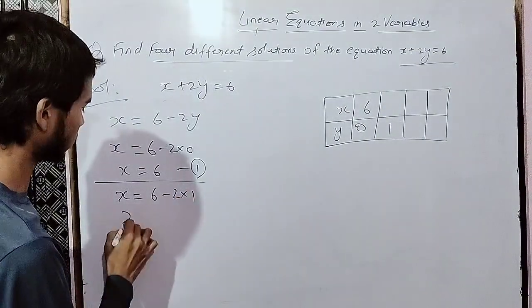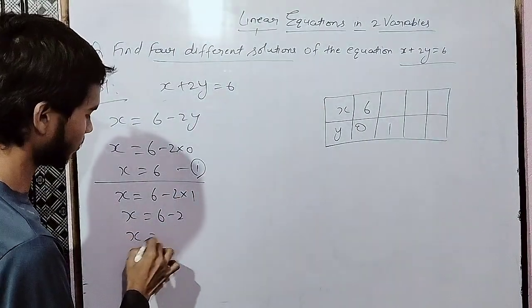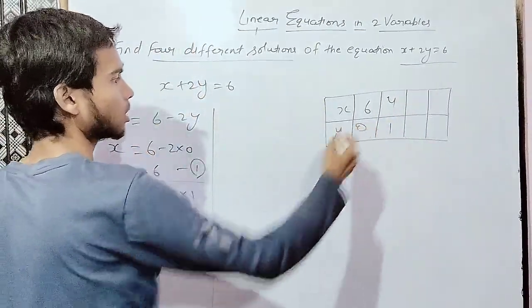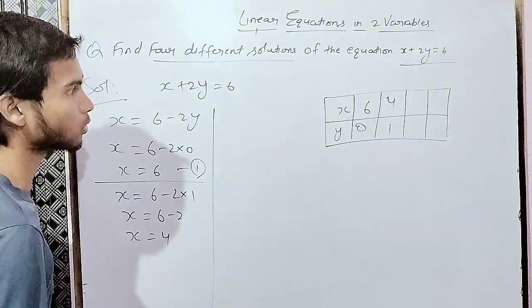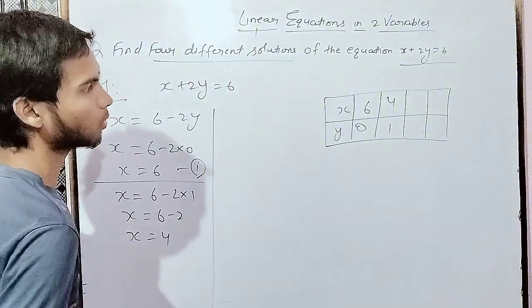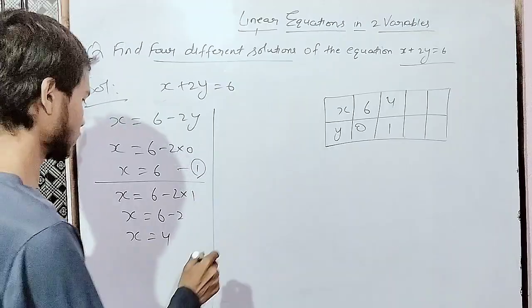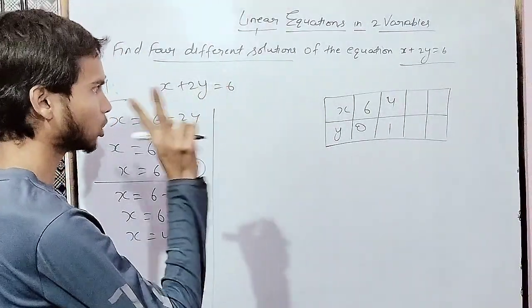6 minus 2 multiplied by 1, it will be 4. So x is 4 when 1 is placed in place of y. Now we have found two solutions.